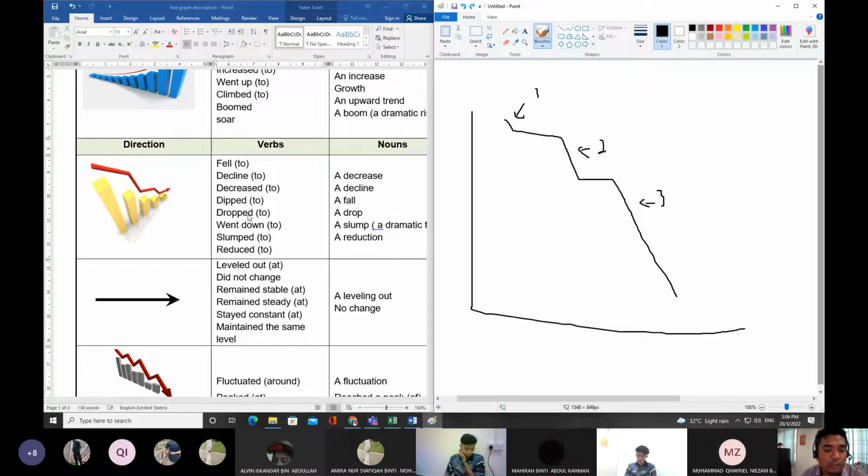So the next word is dropped. Dropped. Jatuh. Sama dengan the word fell. So dropped can be used for all situations. Number 1, number 2, and number 3. Drop is very similar to the word decrease because drop can be used in all situations. A small drop, a big drop, a huge drop. So it can be used in all 3 situations. Went down.